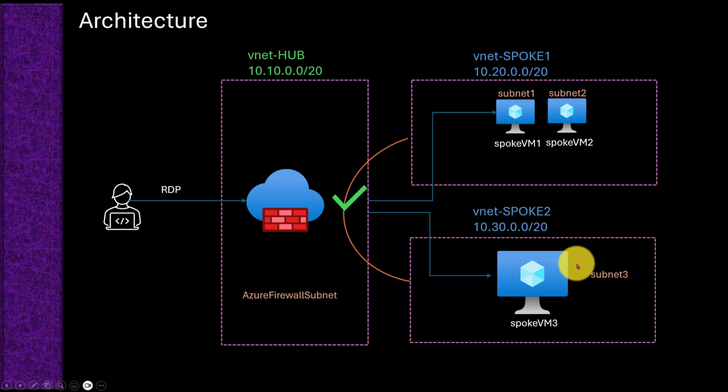So in this demo, what are we going to do? We're going to test, when we enforce the routing on subnet 1 and subnet 2, whether they can talk to each other or not, and how to enable these two subnets to talk to VM3. That is what we're going to test in this particular demo. So let's get on the portal.